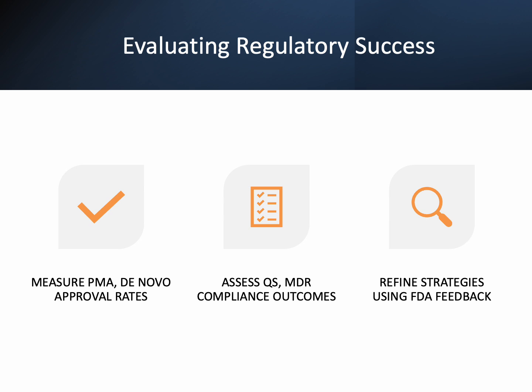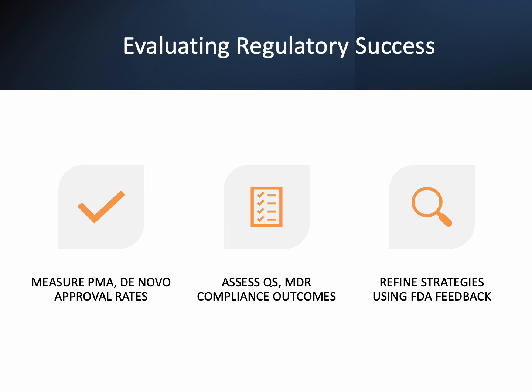Measuring PMA and de novo approval rates tracks successful submissions, like a 510(k) using OsteoDetect as a predicate. Assessing QS and MDR compliance evaluates manufacturing consistency and adverse event reporting, like a pacemaker's MDR compliance. Refining strategies using FDA feedback, such as revising a PMA based on comments, improves outcomes. Ethical considerations include transparent reporting, avoiding inflated claims, and inclusive feedback.